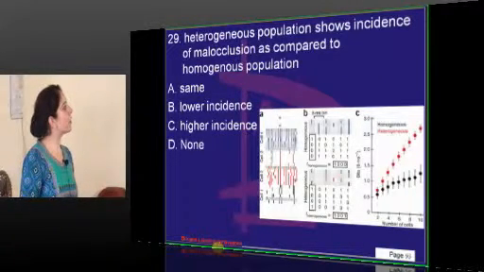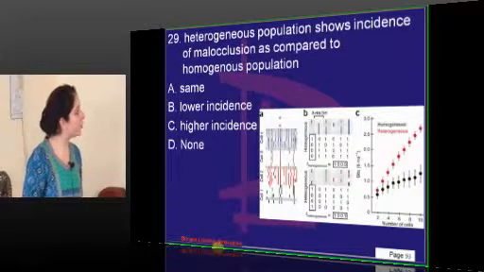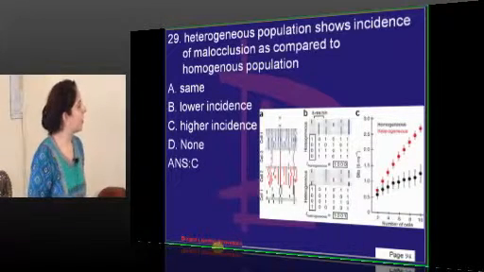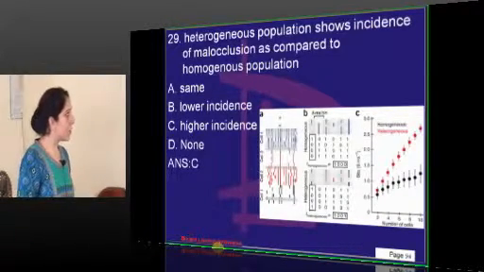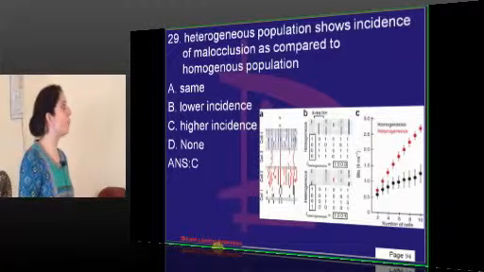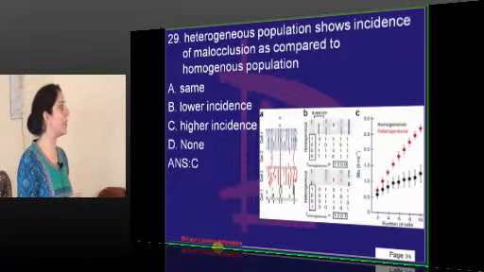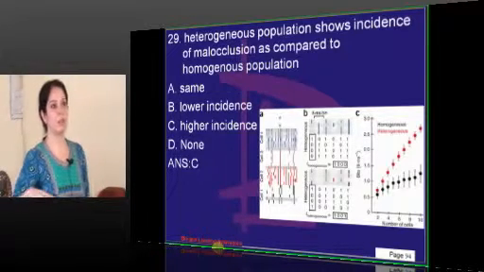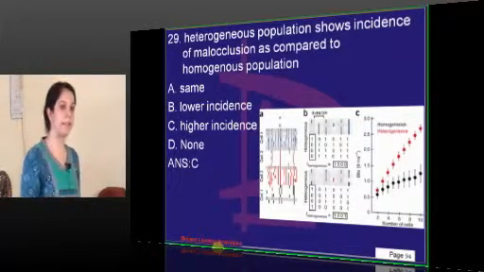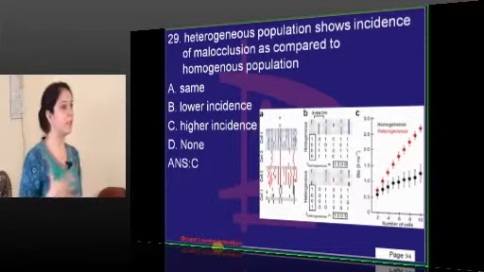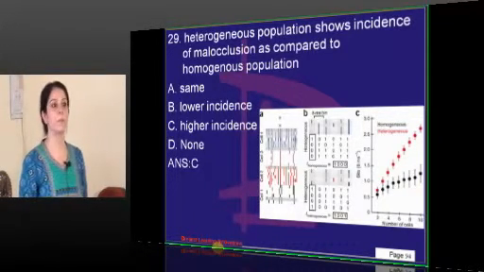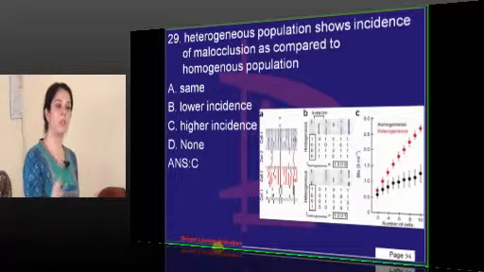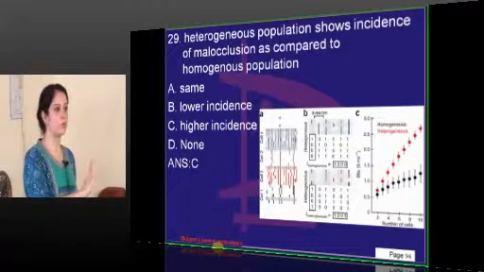A heterogeneous population shows a higher incidence of malocclusion compared to a homogeneous population. Again, why? Because when you take people belonging to different races, cultures, areas, countries, ethnicities, religions, they are going to have their particular type of malocclusion.